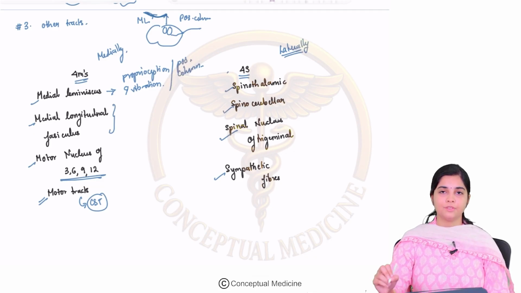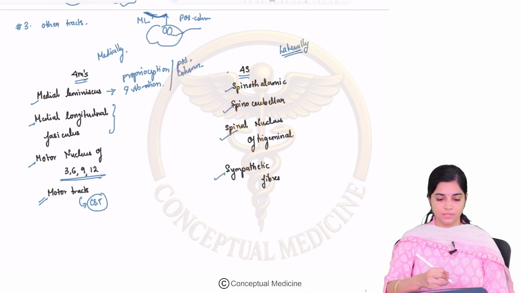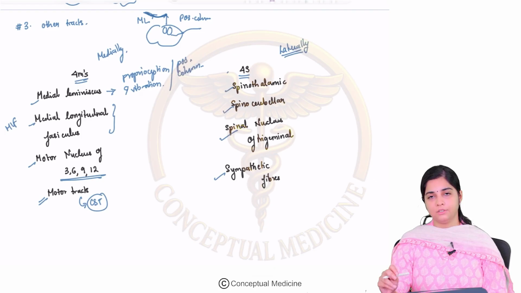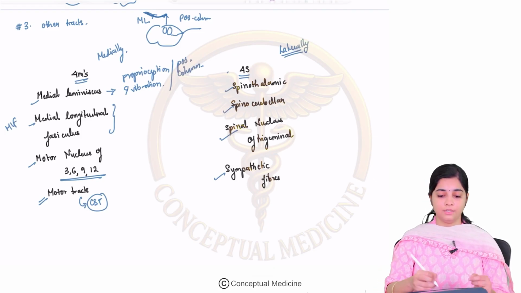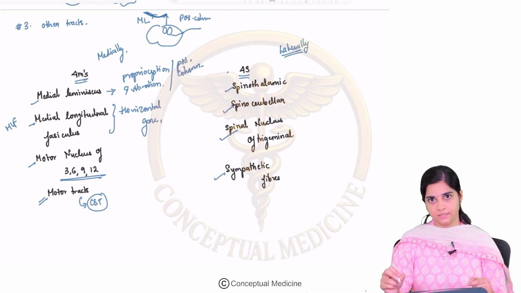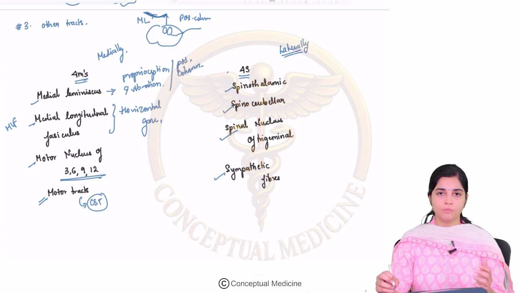Then what is the function of the medial longitudinal fasciculus, or the MLF? The medial longitudinal fasciculus is basically your horizontal gaze center. How is it acting? We will be seeing in the next slide. The motor nucleus of 3, 6, 9 and 12 are your motor cranial nerve nuclei. Motor tracts is your corticospinal tract, which carries information from the contralateral body.